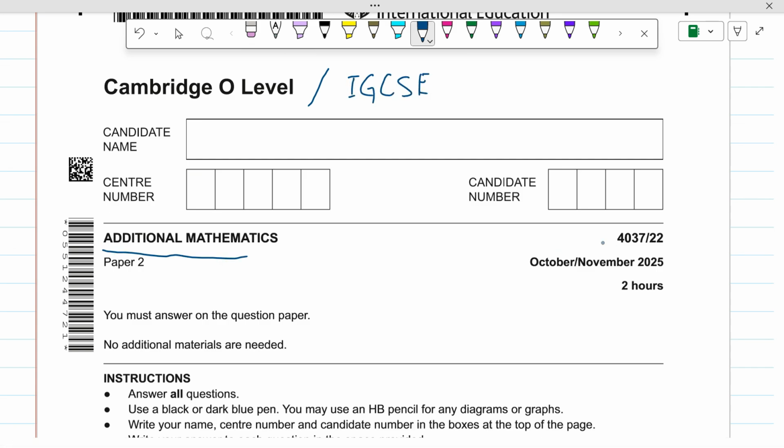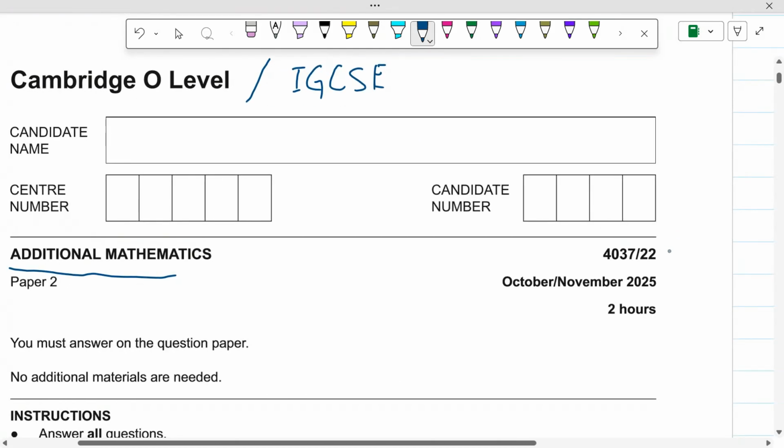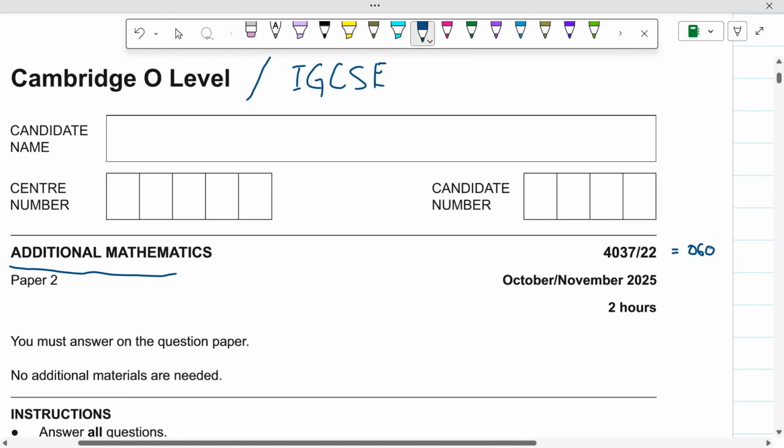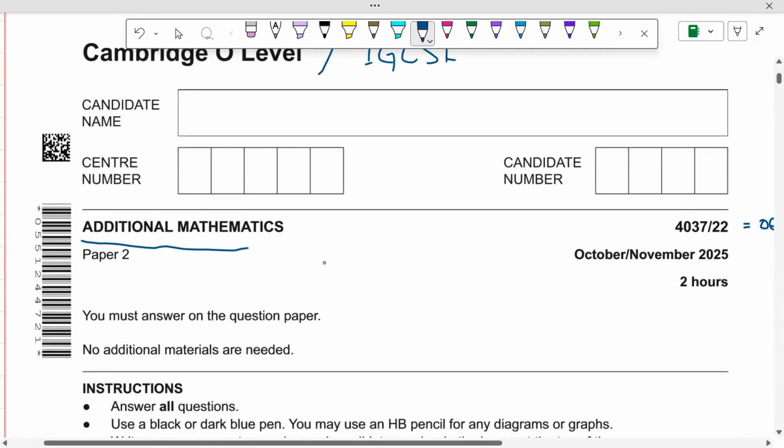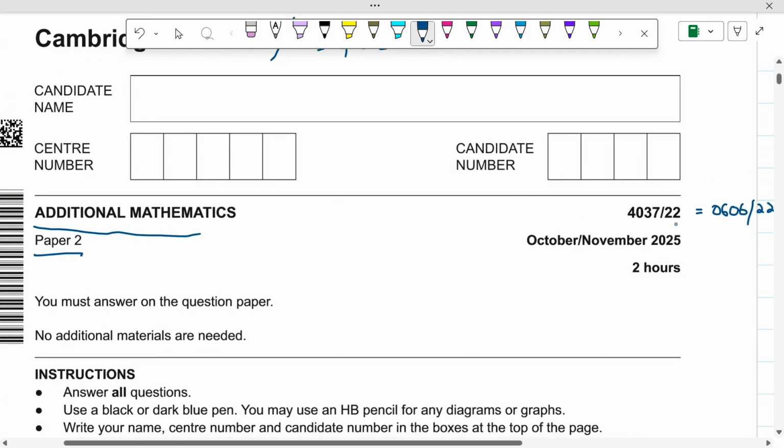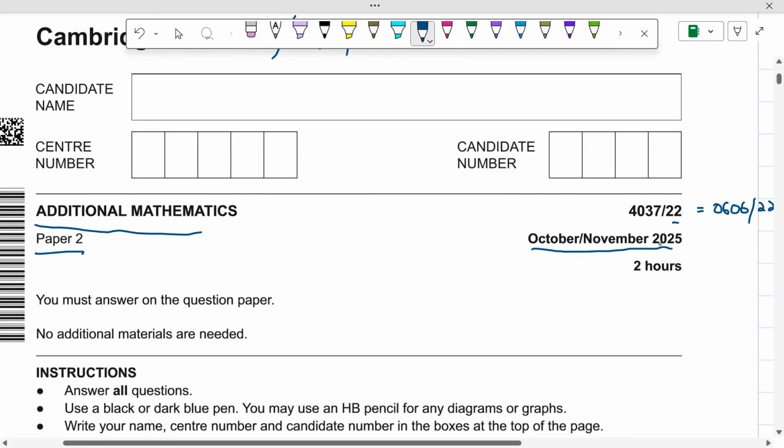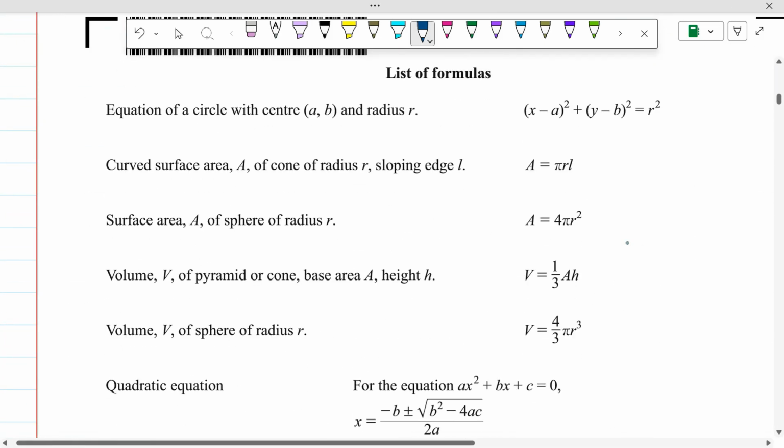Okay, we are going to start Cambridge O level or IGCSE Additional Math, and the code is 4037/22, or IGCSE Additional Math is 0606/22. This is paper 2 and the variant is 2 for the October-November 2020 session. Let's move to question number 1.